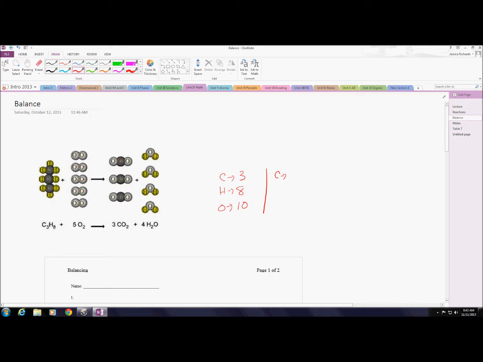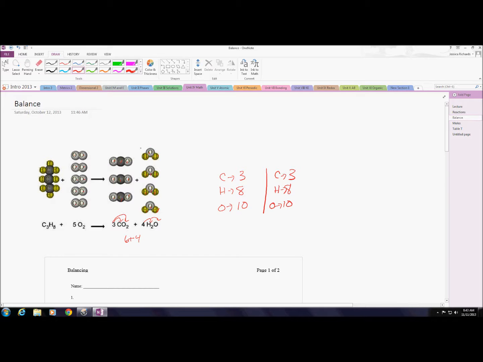On the right, 1, 2, 3 carbons. So this 3 is going to carry through. I'm going to look at hydrogens next. Here's a 4, which is going to carry through. So 4 times 2 is 8 hydrogens. If we look at our waters, 1, 2, 3, 4, 5, 6, 7, 8 hydrogens. This 3 is carrying through to our oxygen. So 3 times 2 is 6. Plus, this 4 carries through to our oxygens, 4 more, which gives us our 10 oxygens to match the other side. 1, 2, 3, 4, 5, 6, 7, 8, 9, 10.